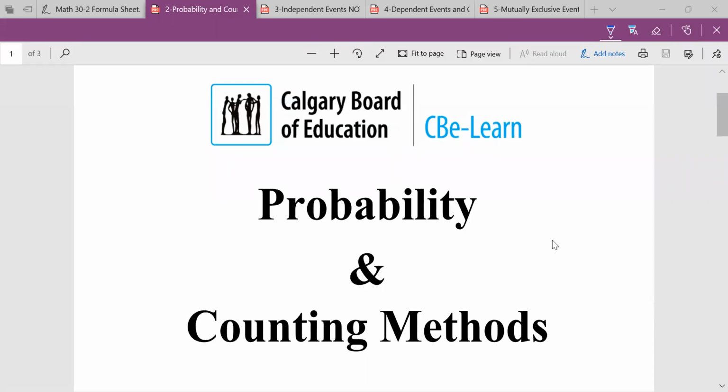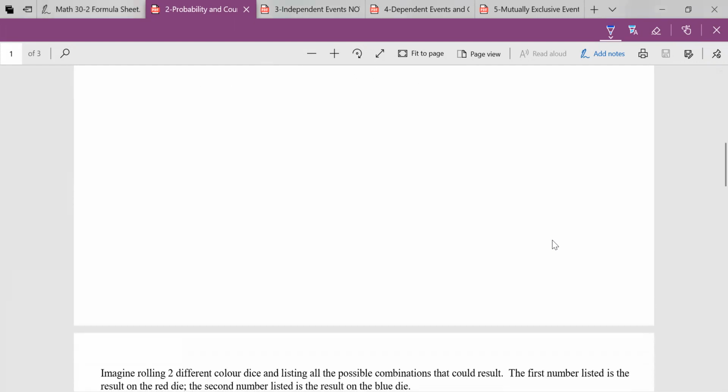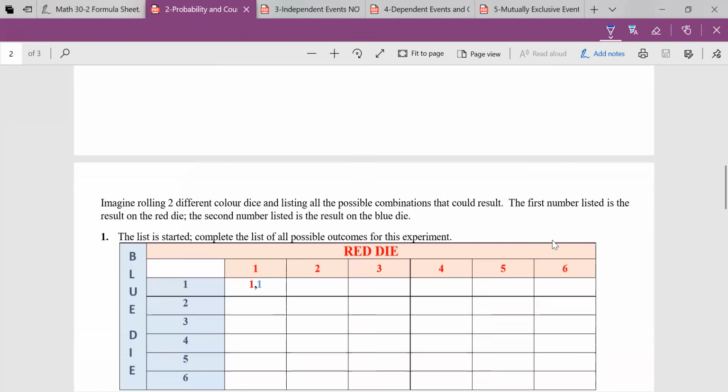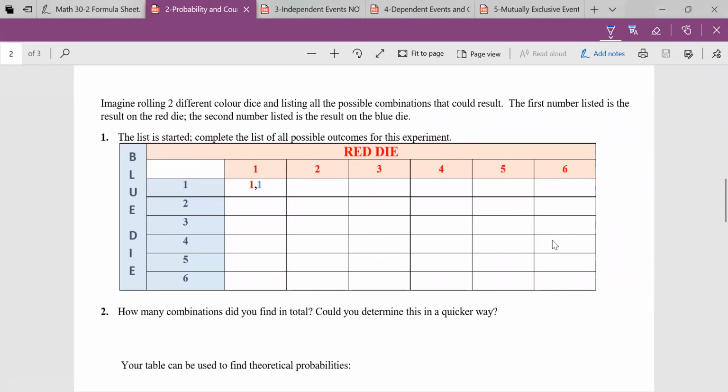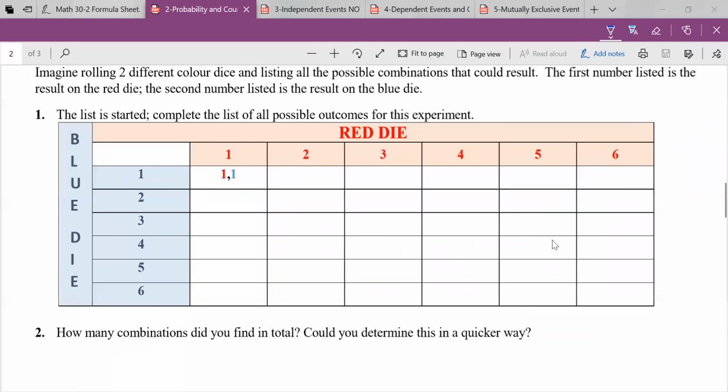Hey, 30-2s. In this lesson, we're going to start combining probability with what we did in our last unit, counting methods. It'll start to get a little bit more complicated here because we're going to go back and start talking about the fundamental counting principle, permutations and combinations, and combining them with probability. All right, let's take a peek here.